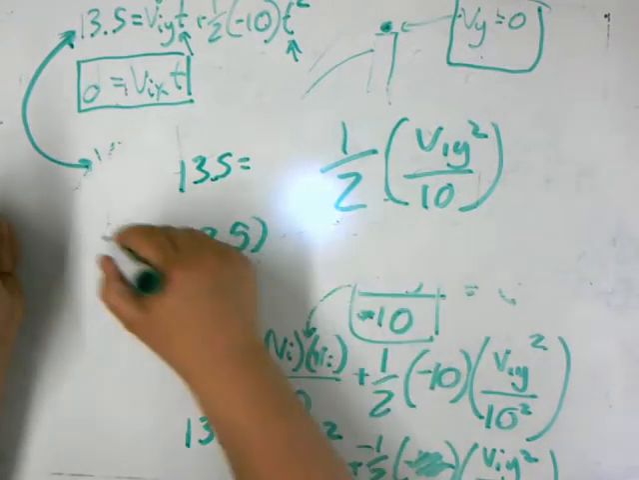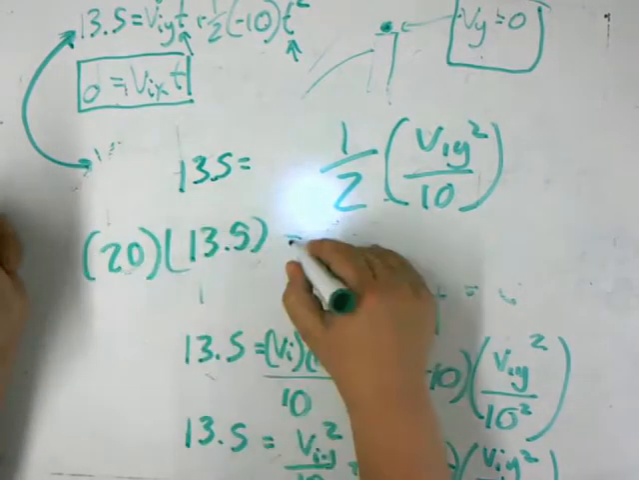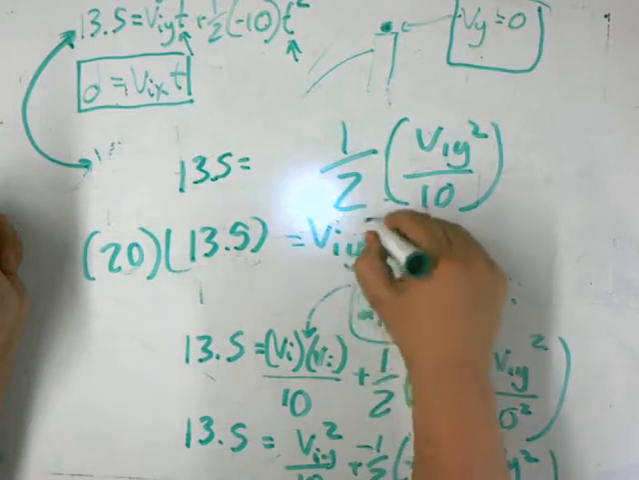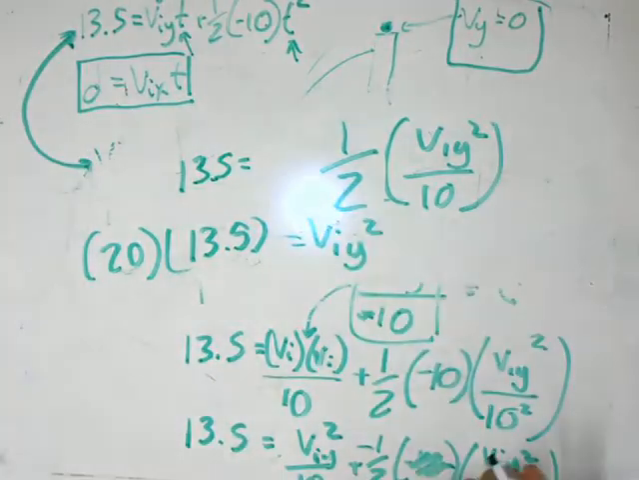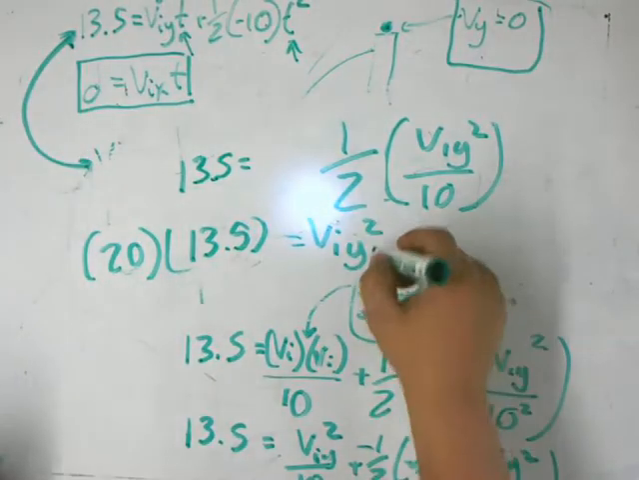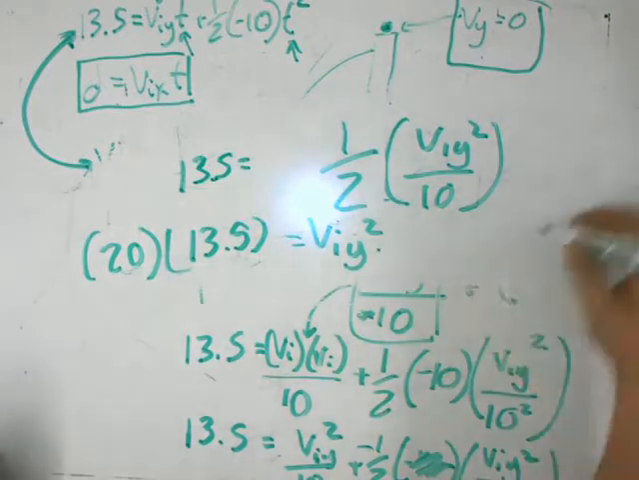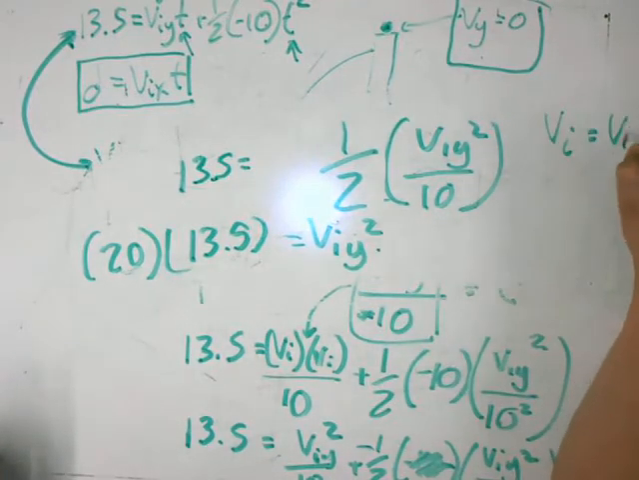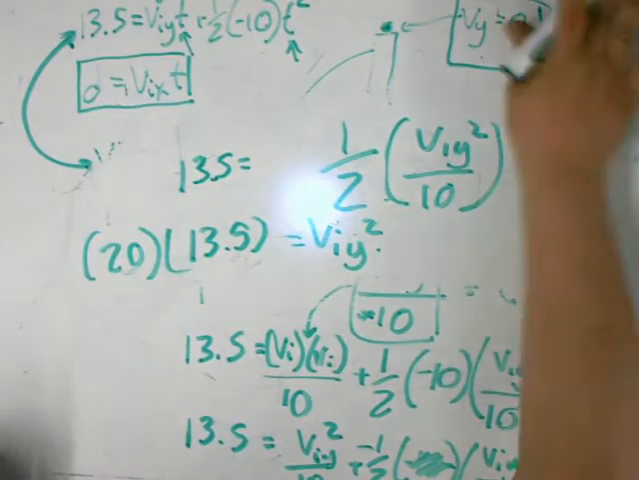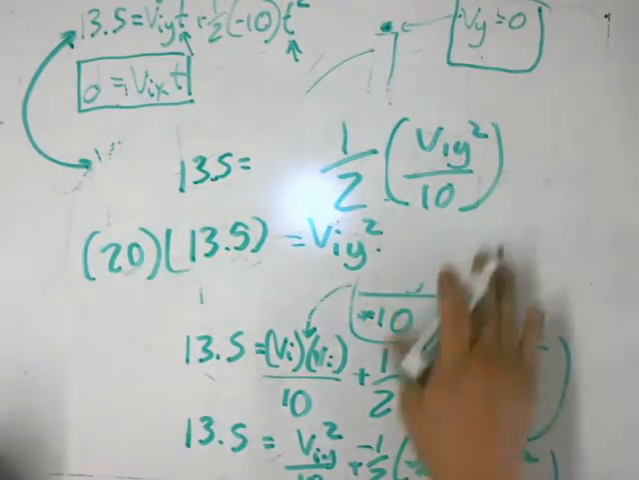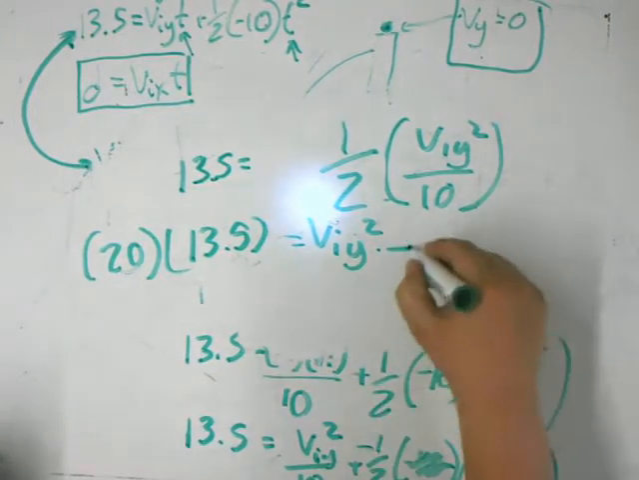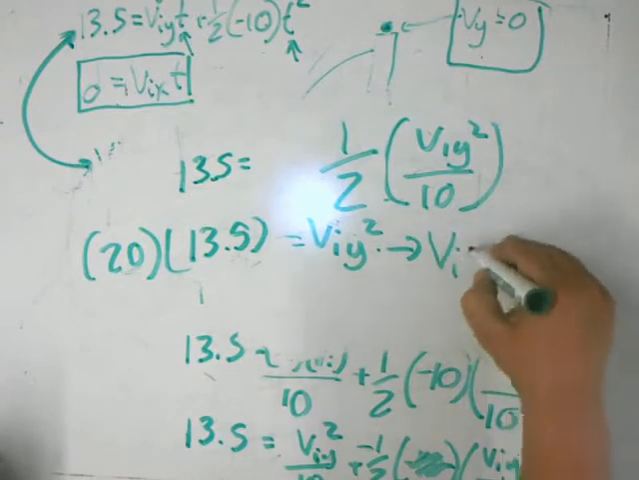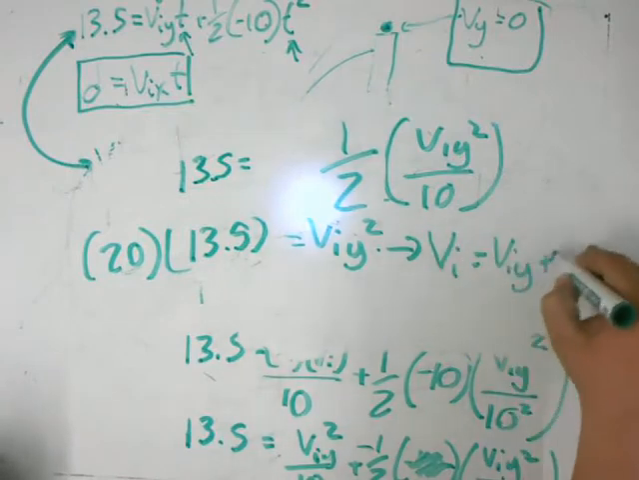Once I've got that V initial Y, I can go back to the idea that V initial Y is equal to V initial times sine theta. And you're done. Cool? So that was problem number 2 on two-dimensional kinematics, the second set.